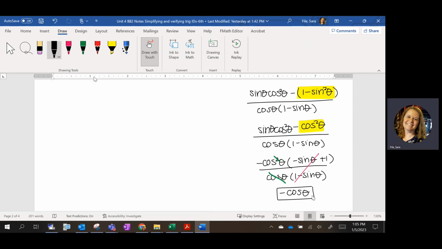Did anybody successfully do that one? It was a tough one with the sign change. You've got to pay attention to those sign changes.